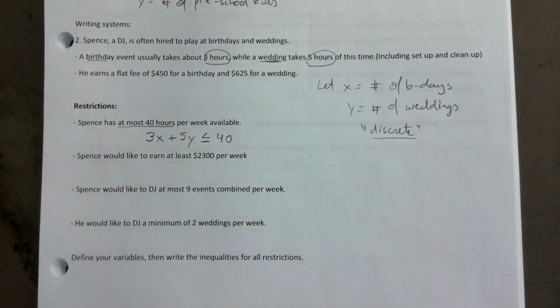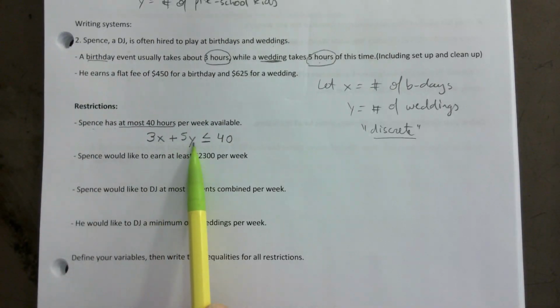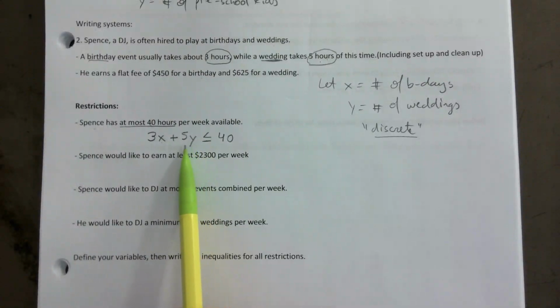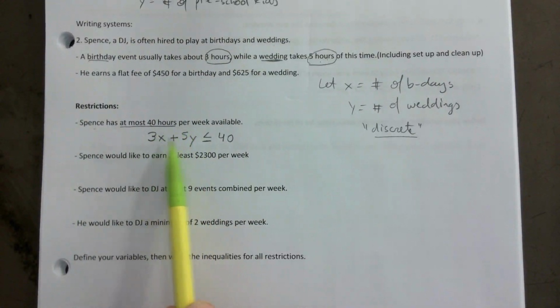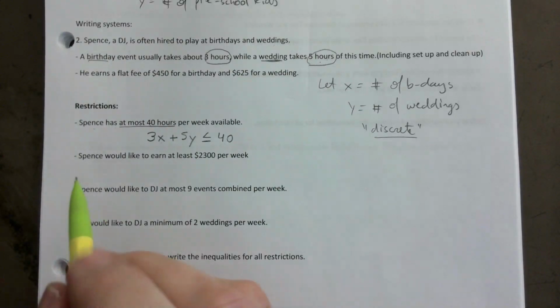So watch this. If you did one birthday party and one wedding, how many hours will you have spent that week? 1 and 1. That's 3 and 5, 8 hours, correct? So you still have more parties to go to or more events to host, okay?